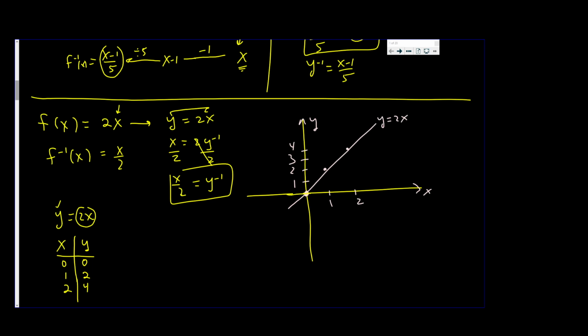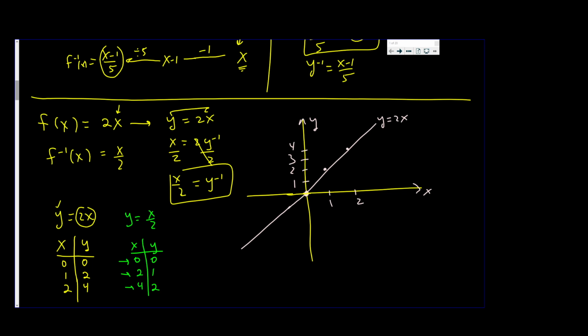Now, let me just draw this a little bit lower as well. Now, let us plot the other graph. y is equal to x over 2. So if you divide x by 2, you get y. I'm going to be smart about it. I'm going to pick x values that I know how to divide by 2. When I divide 0 by 2, I get 0. When I divide 2 by 2, I get 1. And when I divide 4 by 2, I get 2.